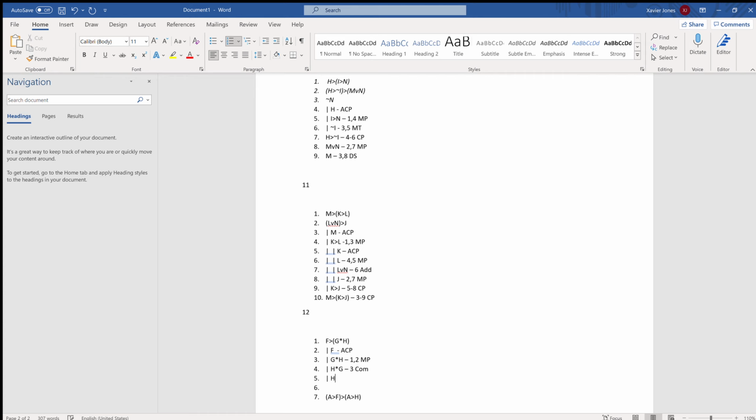Oh well, first we need to simplify. Simplify line 4. Now we're gonna have H or not A. The fact that I know we need to do addition helps us. So line 5, addition.